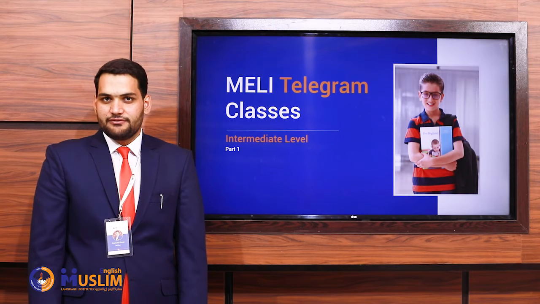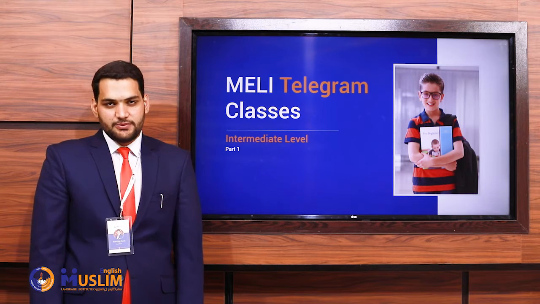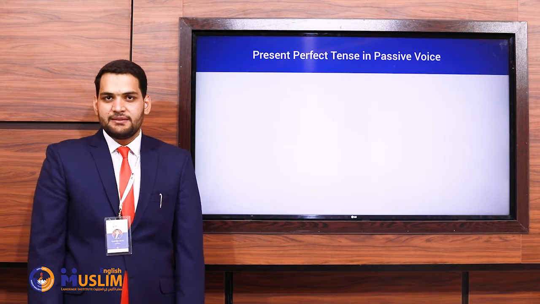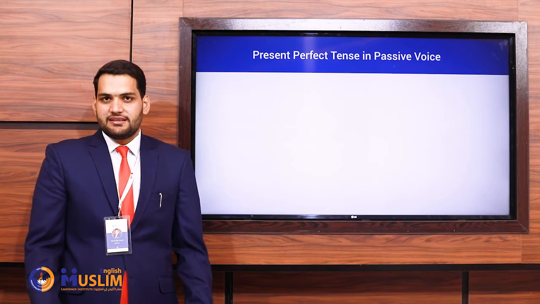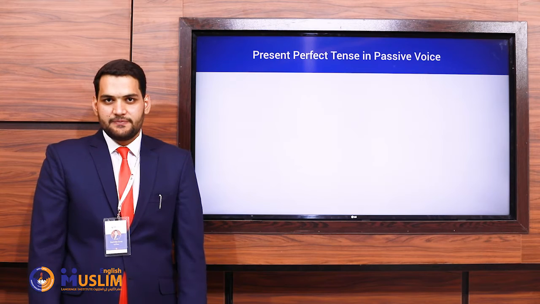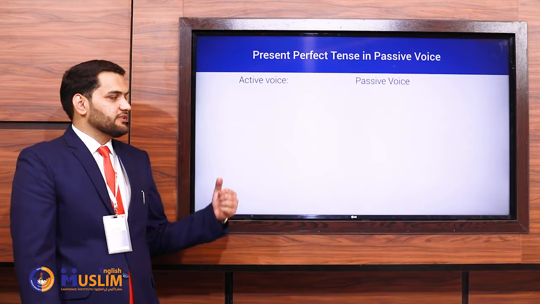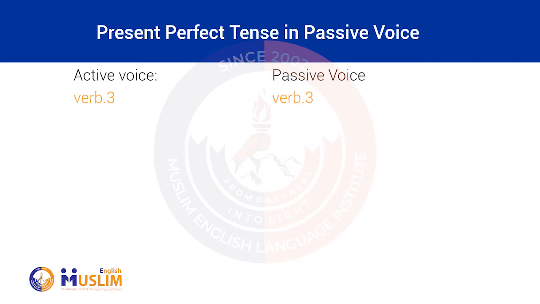This is the grammar lesson for intermediate level part 1. In this lesson, we're going to talk about the present perfect tense in passive voice. Let's talk about the verbs first. In active voice, we use the third form of the verb, and likewise, in passive voice, we use the third form of the verb. The helping verb of present perfect in active is have or has. But in passive, we use have or has plus been.